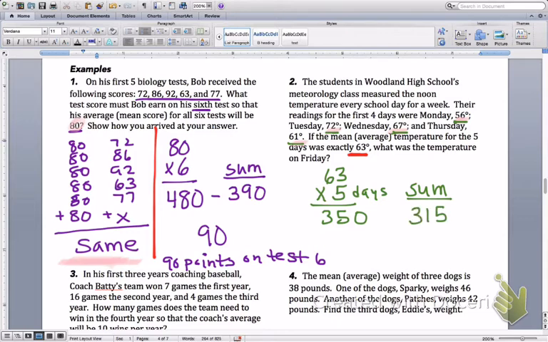315. But remember, we want these to be the same, and they're not the same. So how much do we need to add to this one in order so that it becomes 350? So the opposite of adding is subtracting. So we subtract 350 and 315. That gives us 35. So we need to have a temperature of 35 degrees on, and it doesn't say Celsius, 35 degrees on Friday.